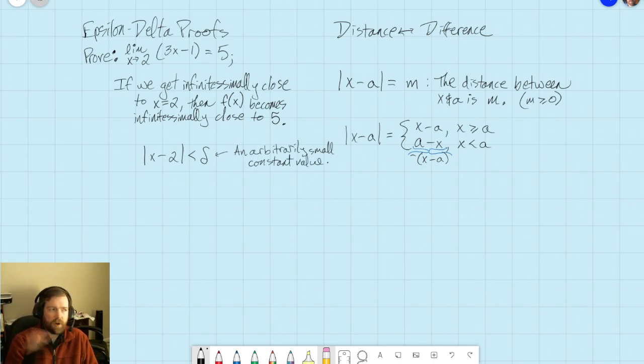So delta is some arbitrarily small constant value, and if this is true, if we are getting extremely close to 2 with our value of x, then this has to imply that the distance between our function value and 5 has to be less than some other arbitrarily small constant value, which we call epsilon, being the next letter in the Greek alphabet. Do you see where this is going?